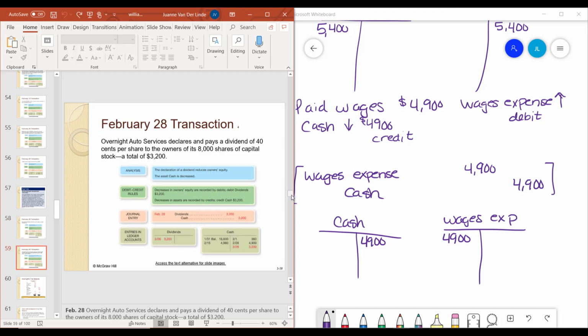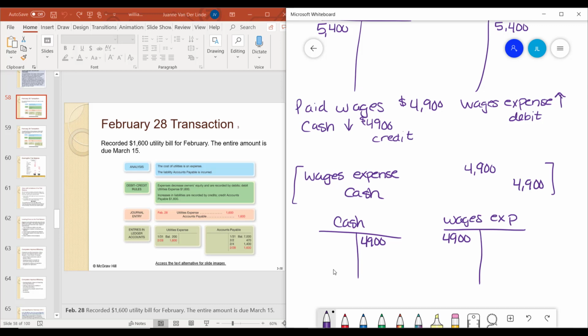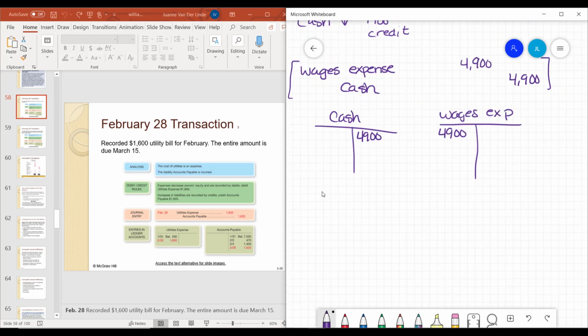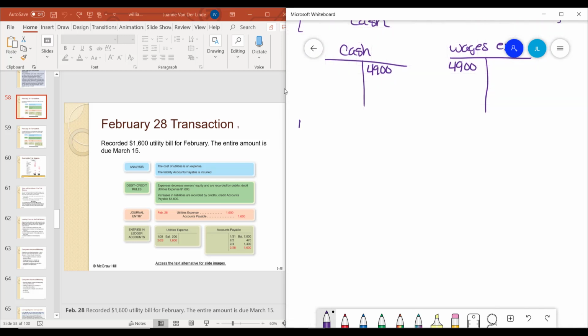All right, next one. Let's take a look here. Recorded a $1,600 utility bill for February. The entire amount is due March 15th, so we're not paying that bill right away. So this is just recording a bill, a utility bill of $1,600. But if you receive the bill, you used up the service, right? So as long as I'm receiving a bill, I've incurred an expense. So this would refer to a utility expense in the amount of $1,600. But the entire amount isn't due until March 15th.